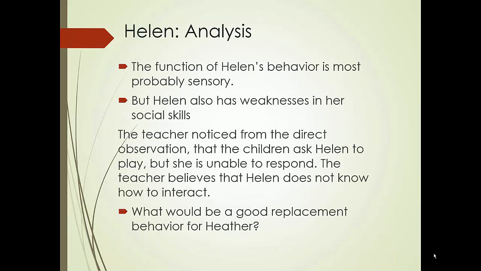So moving through this example, if the teacher were to do further observation, the teacher might notice that Helen was unable to respond. It wasn't an active choice by Helen, she simply didn't know how to respond to her peers.